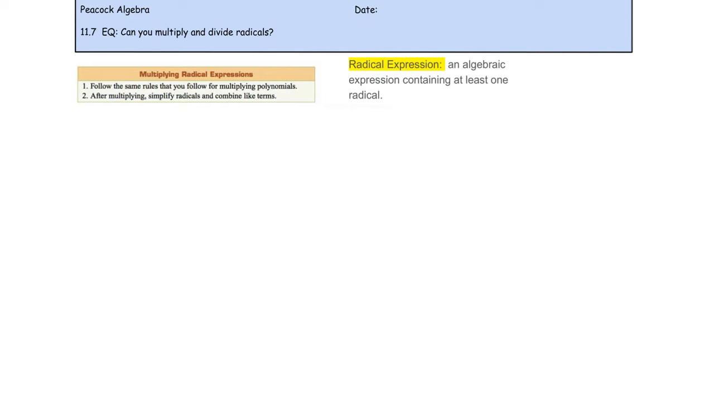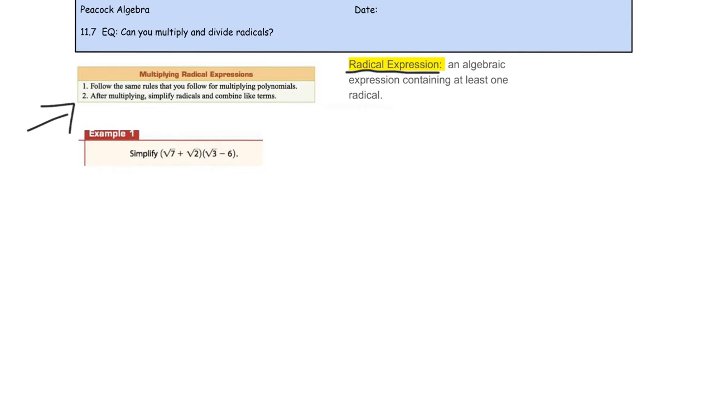Here is what your book kind of wants you to look at, multiplying radical expressions. You're going to follow the same rules that you follow with polynomials. Your FOIL, okay, FOIL. And after multiplying, simplify radicals and combine like terms. So here's your definition for the day. A radical expression is an algebraic expression that contains at least one radical. So let's look at an example of a radical expression.